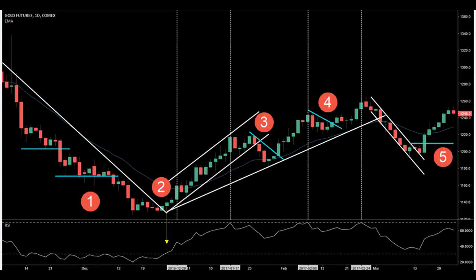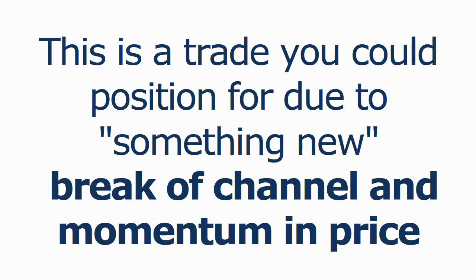Price eventually gets momentum and pulls back to a zone of the moving average. We are on alert for shorts, but consolidation breaks to the upside. Now this is a trade that you could position for due to the something new, which is a break of the channel and the momentum in price.